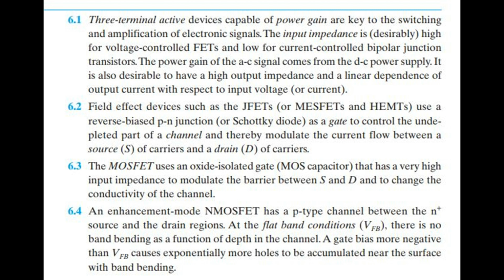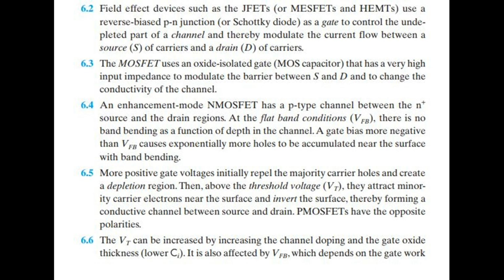6.4 An enhancement mode NMOSFET has a p-type channel between the N+ source and the drain regions. At the flat band condition, VFB, there is no band bending as a function of depth in the channel. A gate bias more negative than VFB causes exponentially more holes to be accumulated near the surface with band bending. 6.5 More positive gate voltages initially repel the majority carrier holes and create a depletion region. Then, above the threshold voltage, VT, they attract minority carrier electrons near the surface and invert the surface, thereby forming a conductive channel between source and drain.